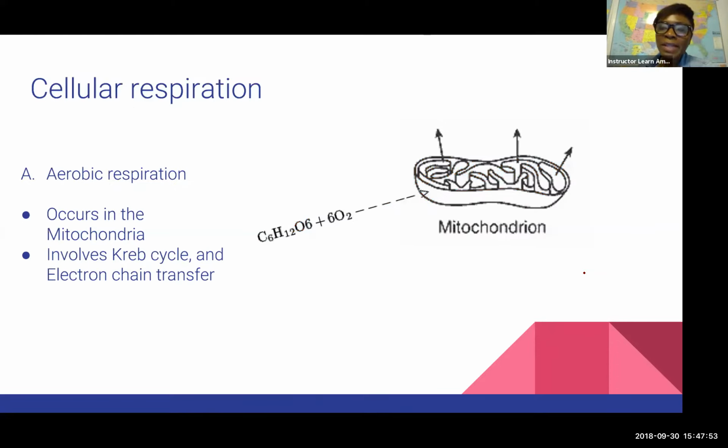So here's an example question of aerobic, that it occurs in the mitochondria. So if we were to say what products would come out, you'd have your carbon dioxide, water, and your ATP molecules would come out.